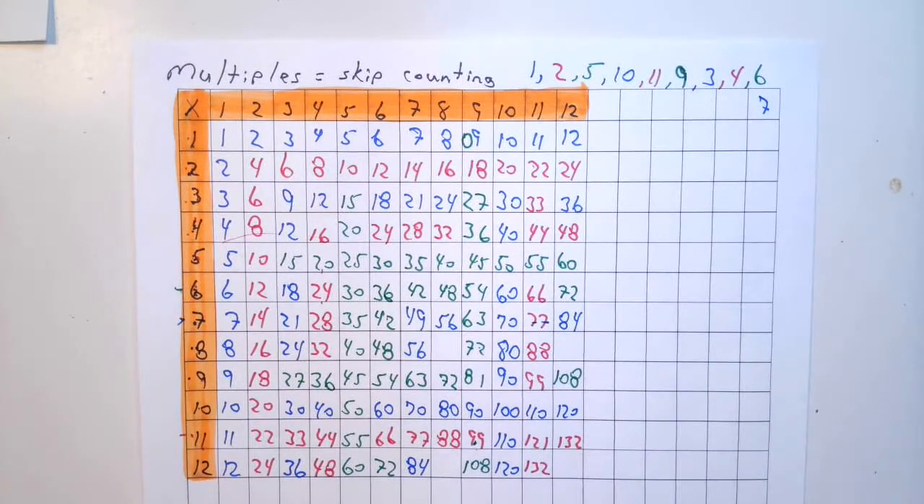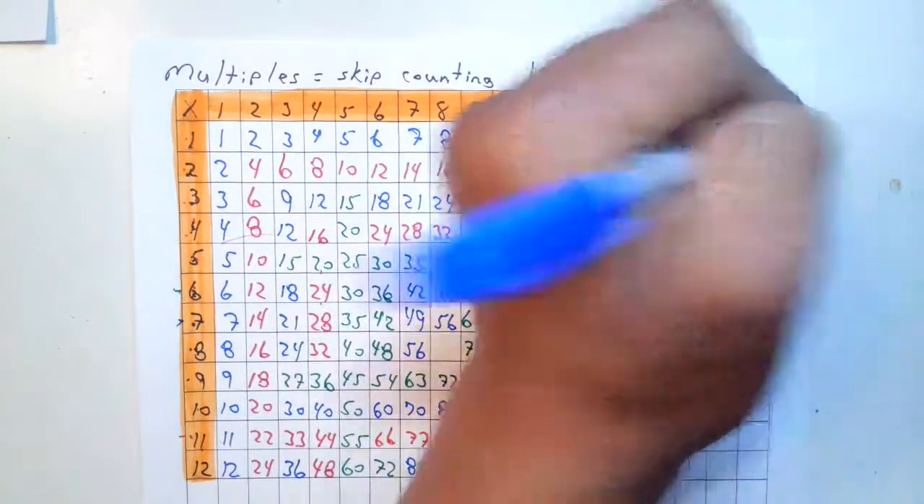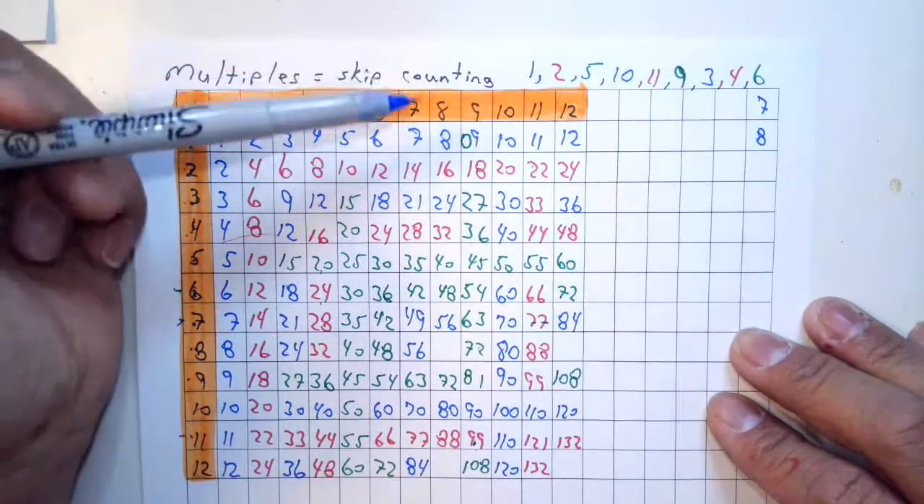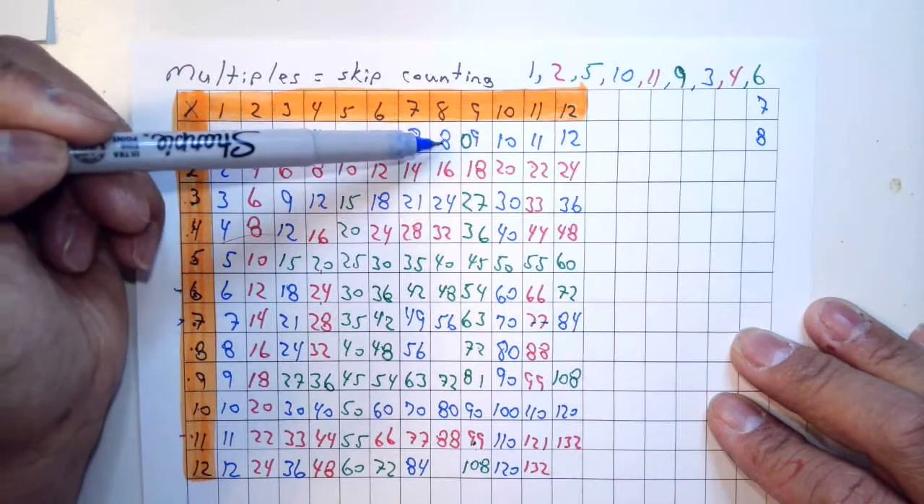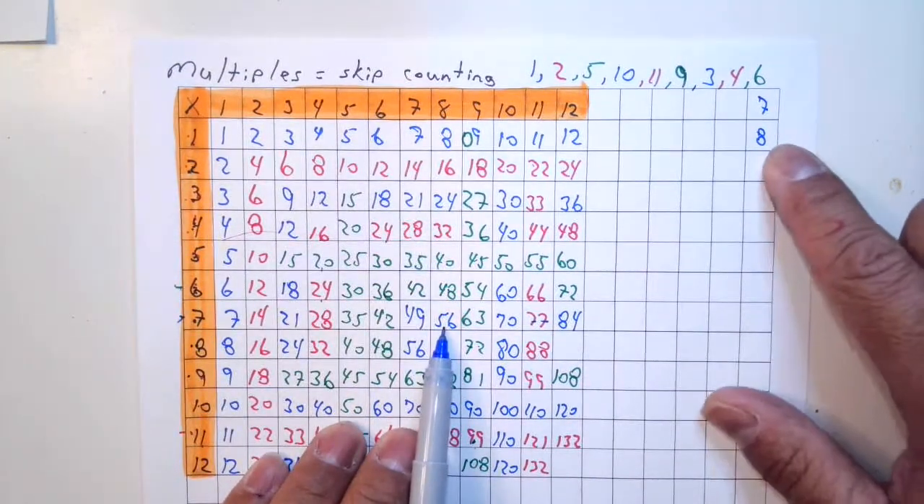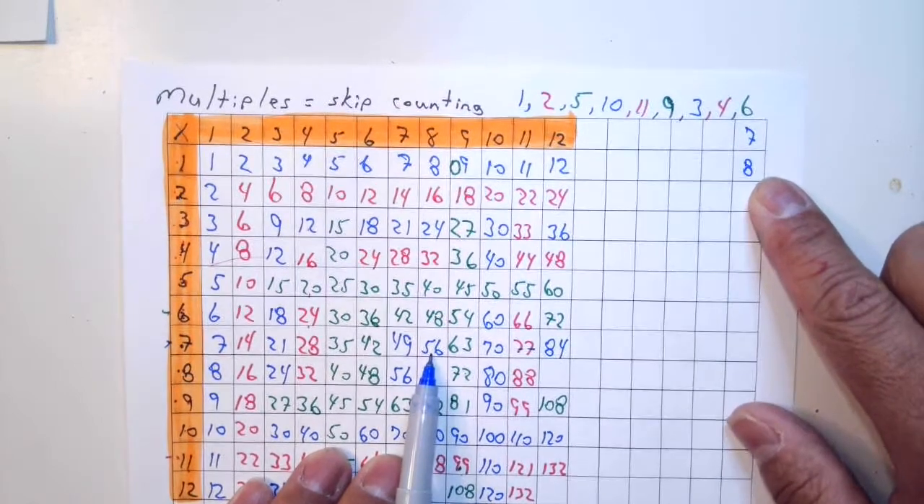Next, after the 7, it's going to be the 8s. Multiples of 8, okay? Or skip counts of 8. Multiples of 8, starting with the first one. First one is 8, 16, 24. We got all those. 56. We're skip counting by 8.